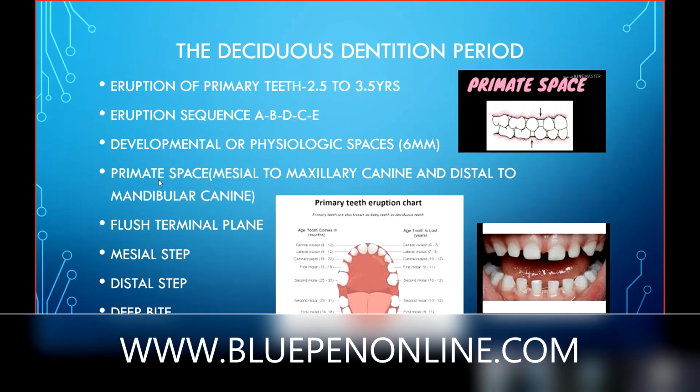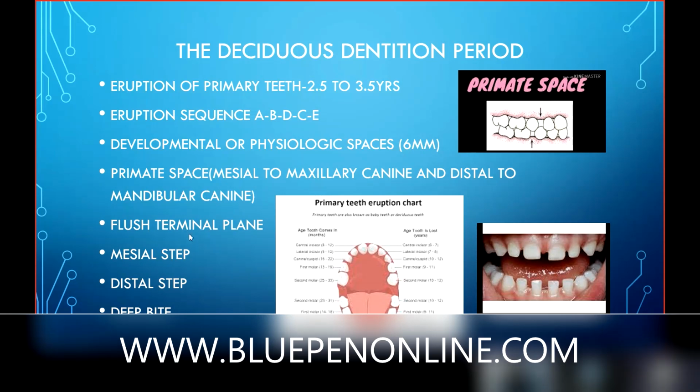So then there's something called the primate space. What is this primate space? It is mesial to the maxillary canine and distal to the mandibular canine. In this picture you can see central incisor, lateral incisor, canine. So from the mesial side of the maxillary canine to the distal side of the mandibular canine, this space is called the primate space.